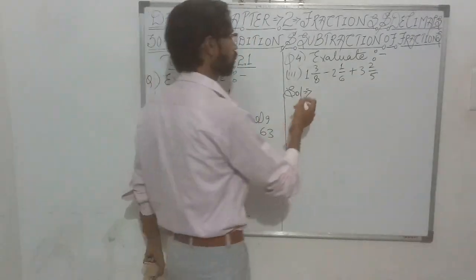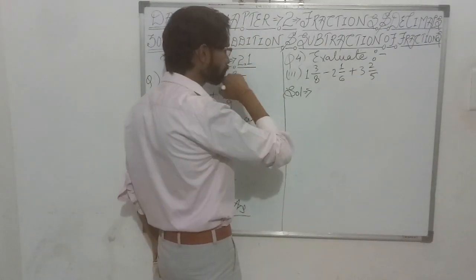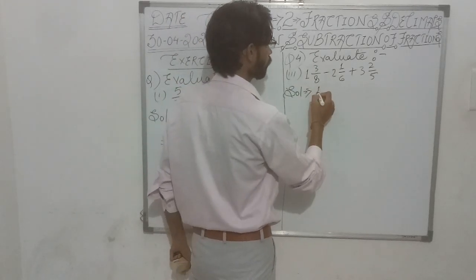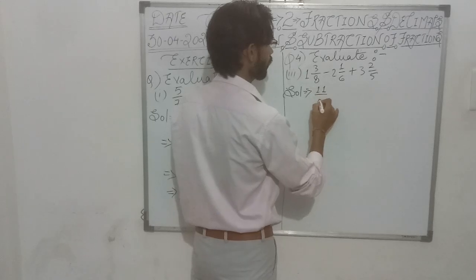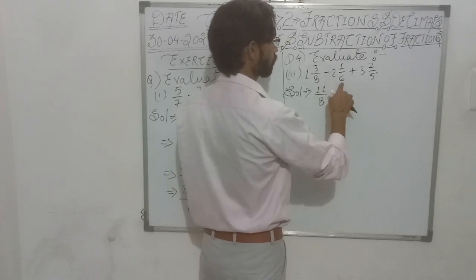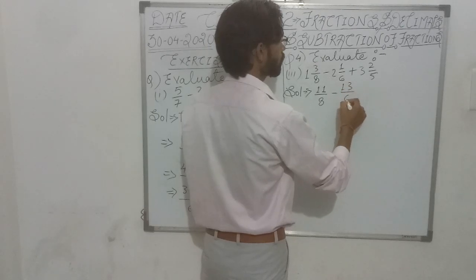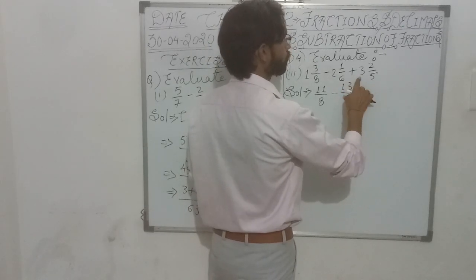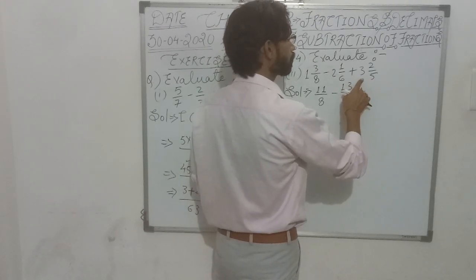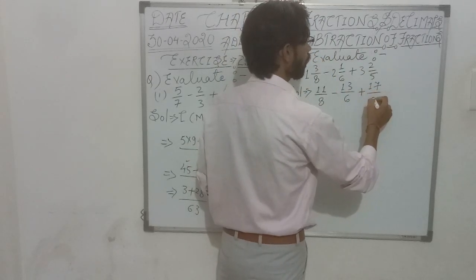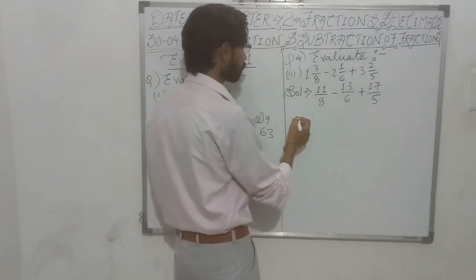What we'll do, first of all we'll try to convert them into proper fractions. Like here 8 1s are 8 plus 3, 11. So 11 by 8 minus 6 2s are 12 plus 1, 13. 13 by 6 plus 3 5s are 15 plus 2, that is equal to 17 by 5.